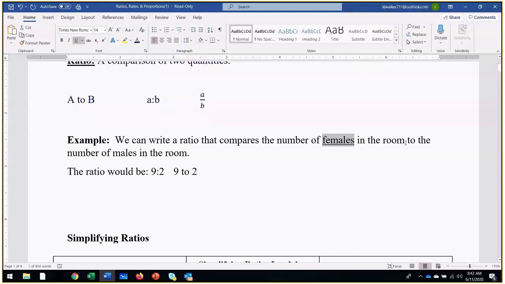So females, here's the word to, that's my indicator that the other one is coming. And then males.